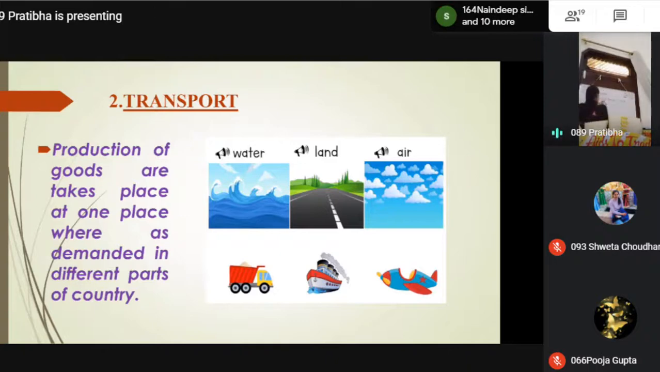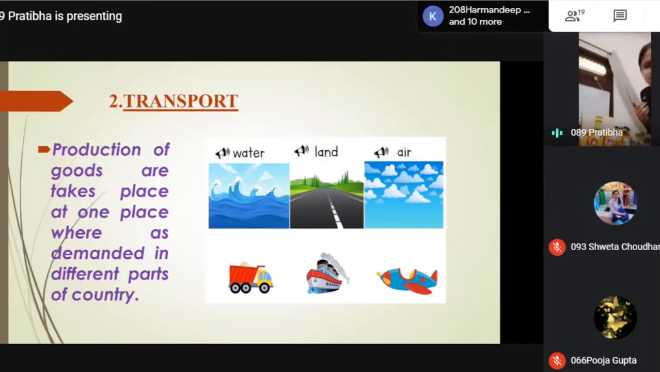Hindrance of place means goods are transported from the place of production to the place of consumption with the help of transportation facilities. Is the point clear, students? Yes, ma'am. Very good, students.